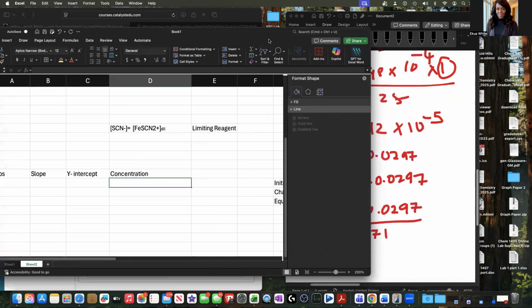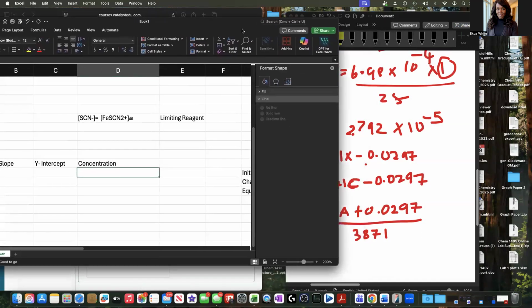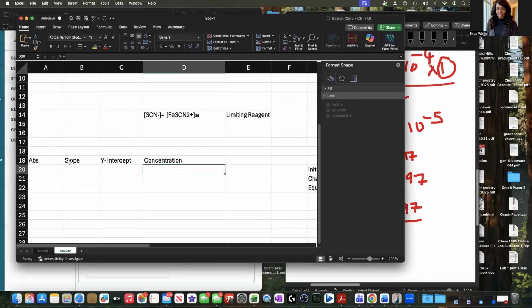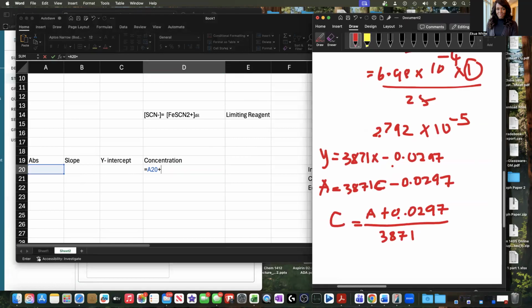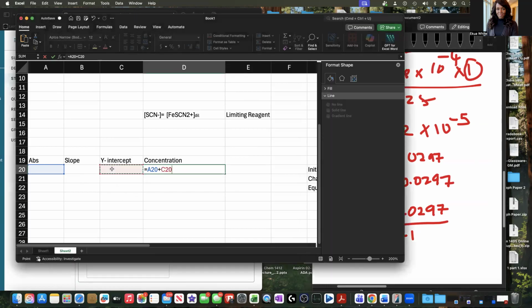Okay, so concentration here. This is what we'll solve for. In my calculation, absorbance is this one here, so this is equal to absorbance added to 0.0297, which is the y-intercept, and together the sum of these two shall be divided by the slope. Did I get it right? Yes.